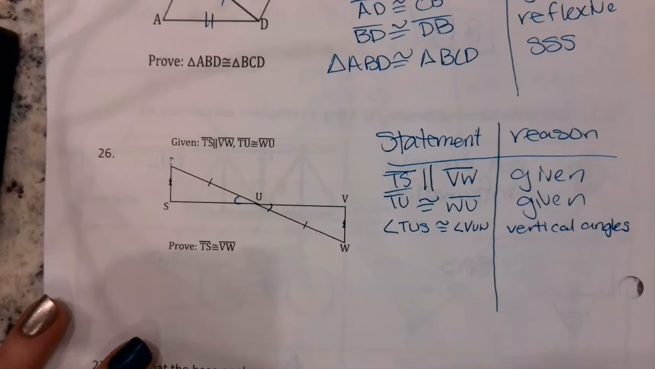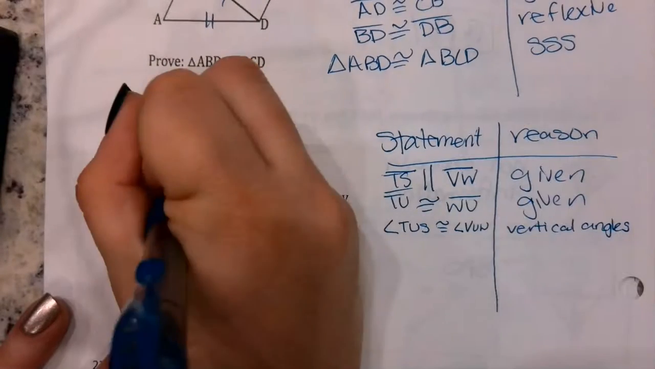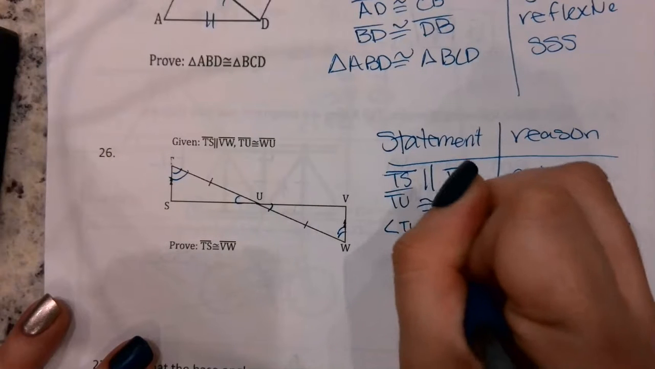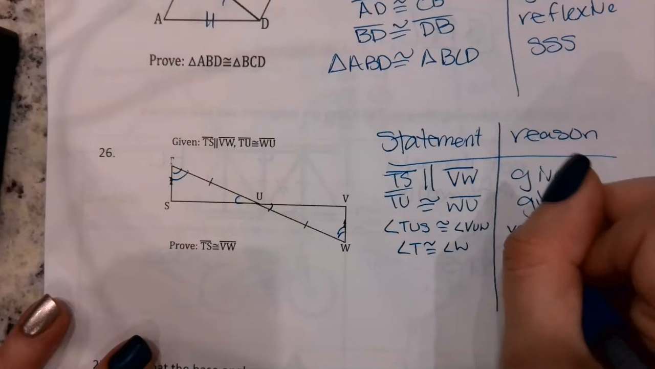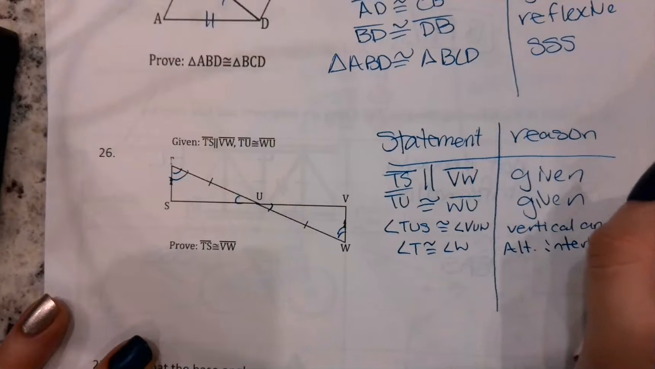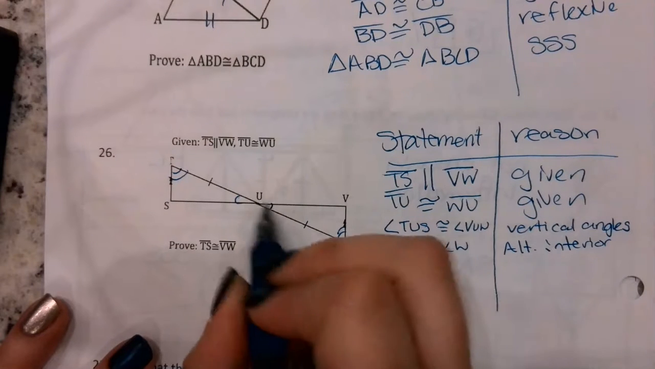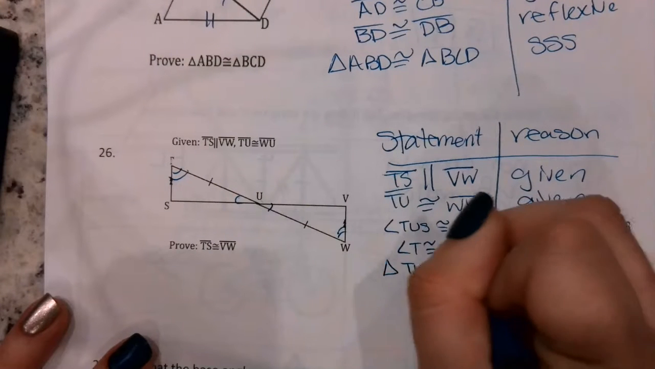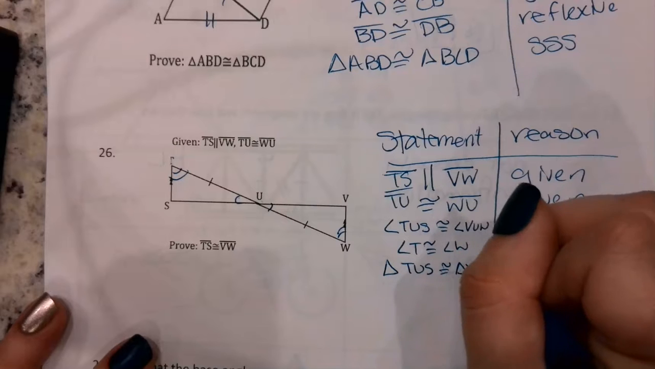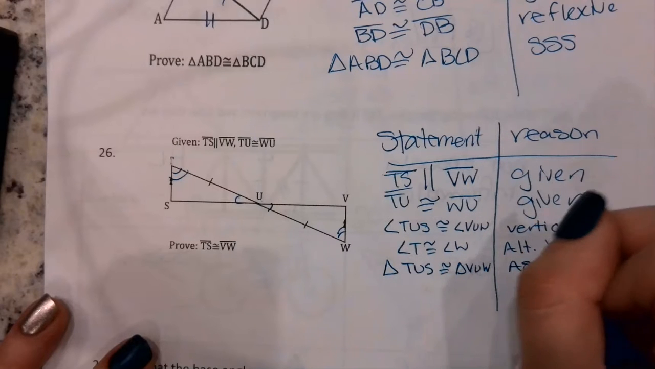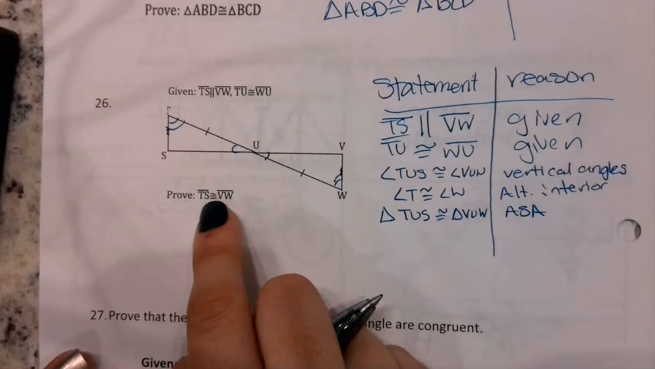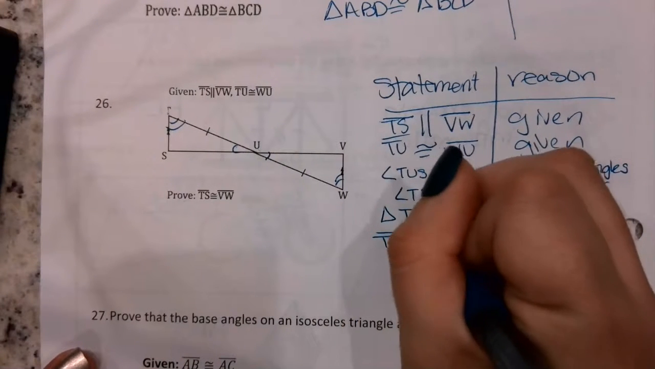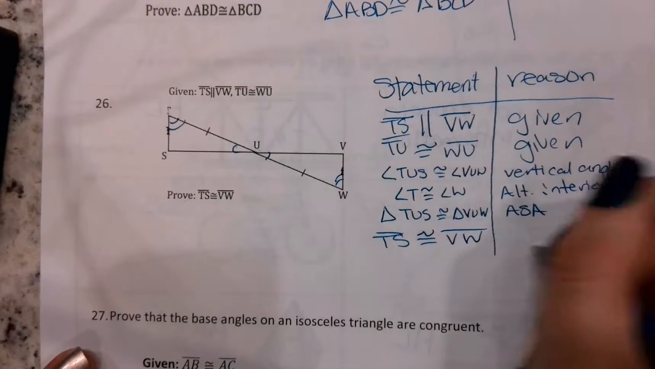Then this is a transversal, this TW. So I can say angle T is congruent to angle W by alternate interior angles. Now I have an angle, a side, and an angle, so I can say my triangles are congruent. Triangle TUS is congruent to triangle VUW by angle side angle. Because my last thing is not a triangle that I need to prove, I'm going to have CPCTC for my reason, because corresponding parts of congruent triangles are congruent.